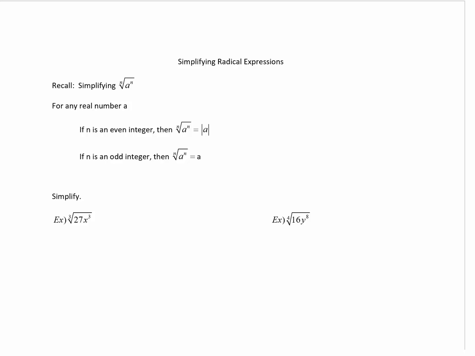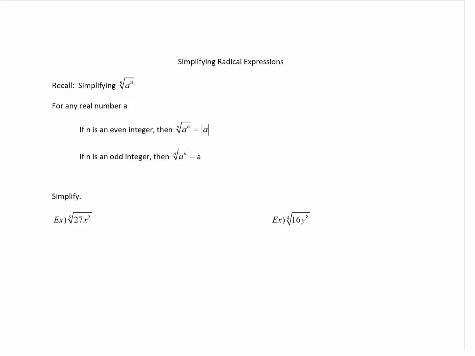In this video, we're going to talk about simplifying radical expressions. So recall, the nth root of a to the n, if n is an even integer, is the absolute value of a, and if n is an odd integer, is just a. We're going to use that idea to help simplify radical expressions.